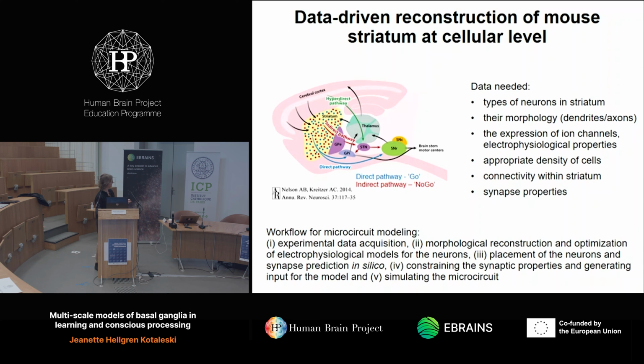And then, of course, the workflow is first of all you have to have critical data, and then you can build a sort of a database of detailed neurons, and then you put them in the volume you want to simulate, connect them, and then you can constrain synaptic properties and do simulation experiments.